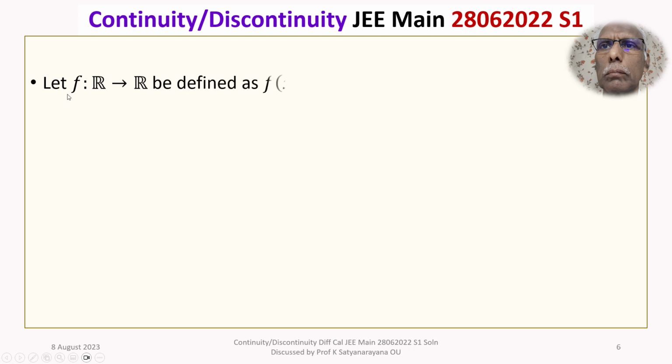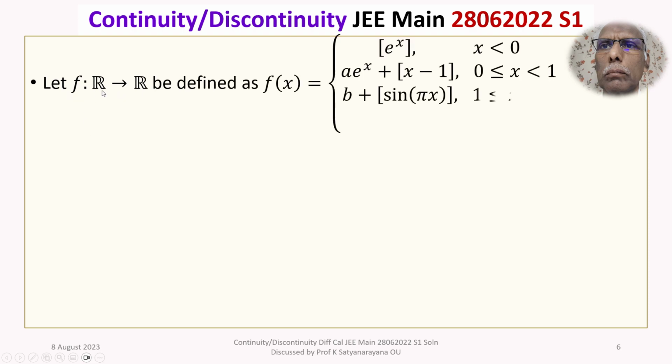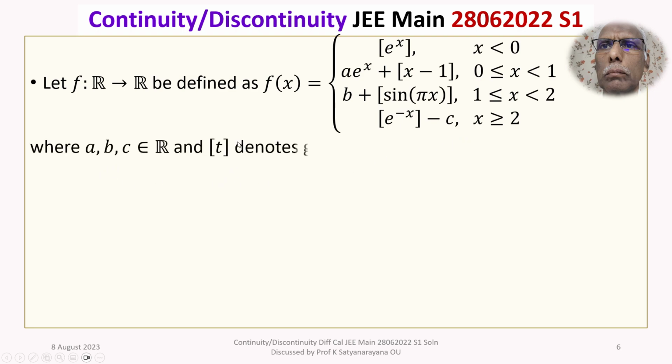The given question is: let f be a function from the set of real numbers R into itself, defined as f of x is equal to [e^x] when x is less than 0; f of x is a e^x + [x - 1] when 0 is less than or equal to x less than 1; f of x is b + [sin pi x] when 1 is less than or equal to x less than 2; and when x is greater than or equal to 2, f of x is [e^(-x)] - c, where a, b, c are real numbers and [t] denotes the greatest integer less than or equal to t.